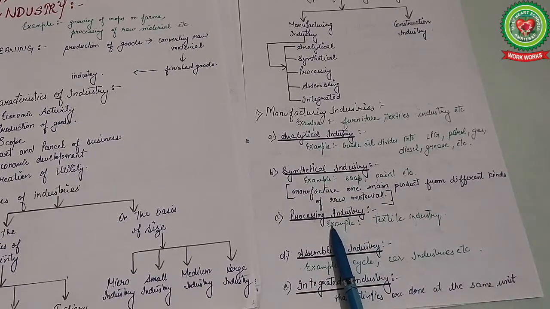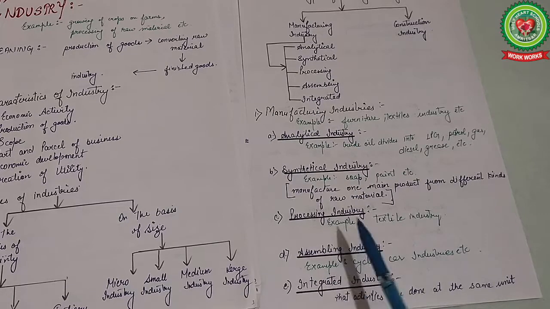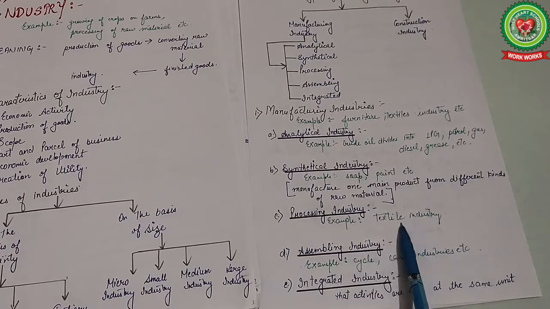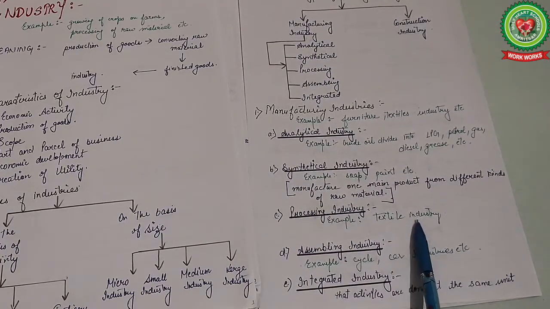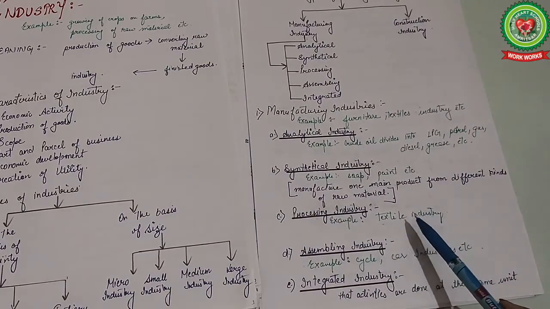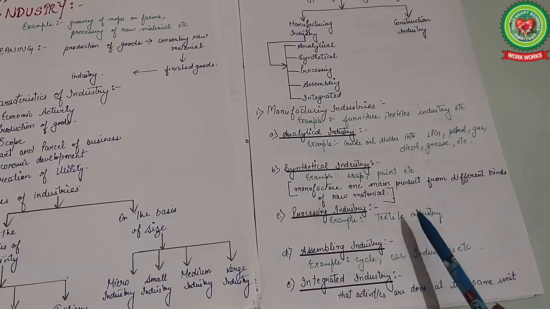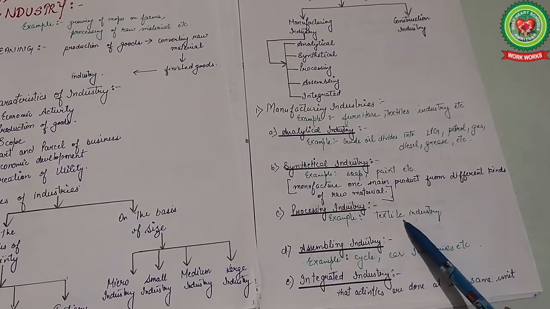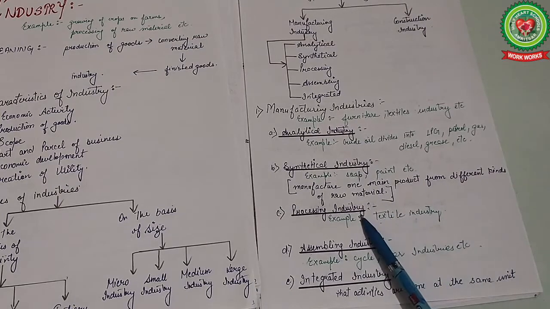Next is the processing industry. Processing industry means, for example, the textile industry is included in the processing industry because it involves various steps or stages to form the raw material into the finished product. Like cotton. Cotton is the raw material, then it converts into thread. Various steps are involved, and then the thread is used to make cotton cloth. That is why the processing industry involves various steps to convert the raw material into the finished product.